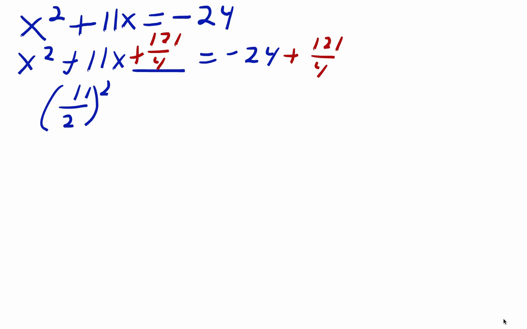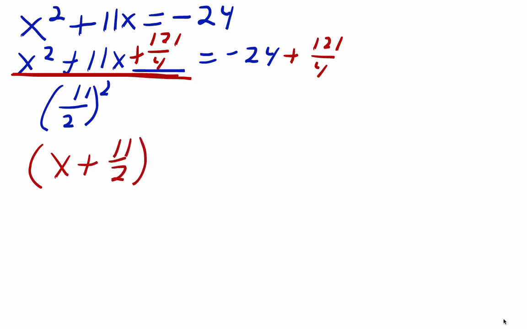So this is now a perfect square trinomial. This whole thing is now a perfect square trinomial because I took half of the middle term, squared it, and then got 121 over 4, just like I did on the previous page. So my answer here is going to be x plus 11 over 2 squared equals, and I have to find a common denominator here, and the common denominator would be 4, so I have to multiply this by 4.